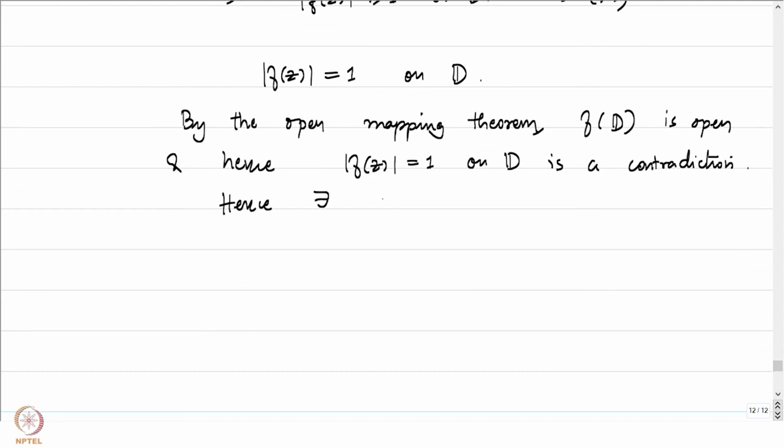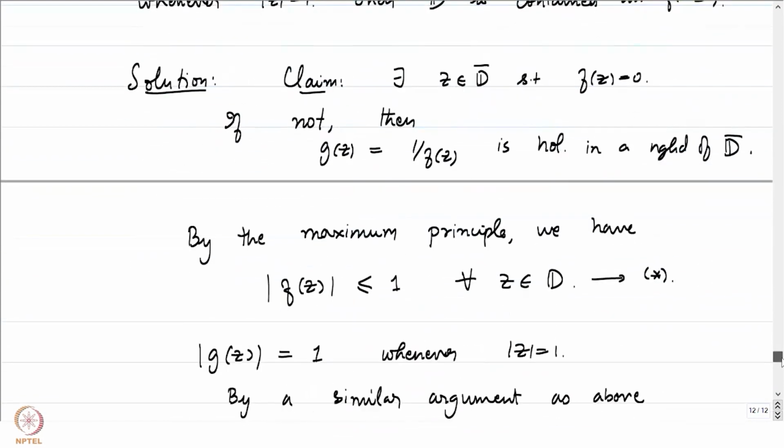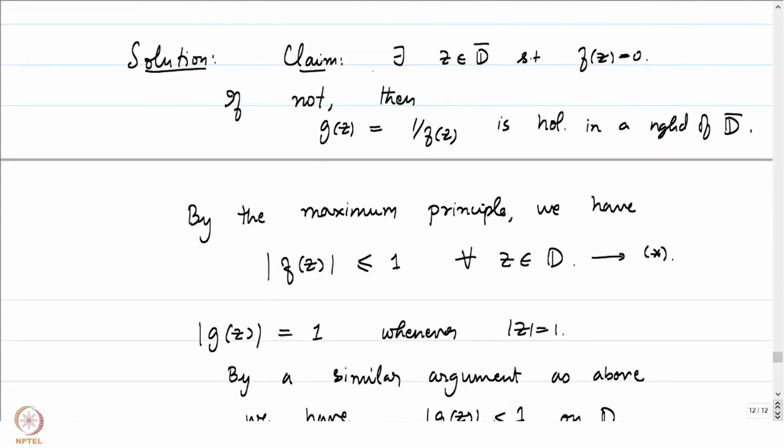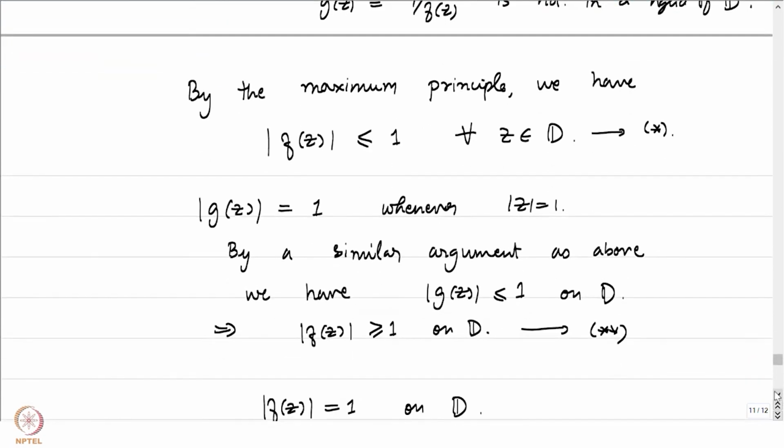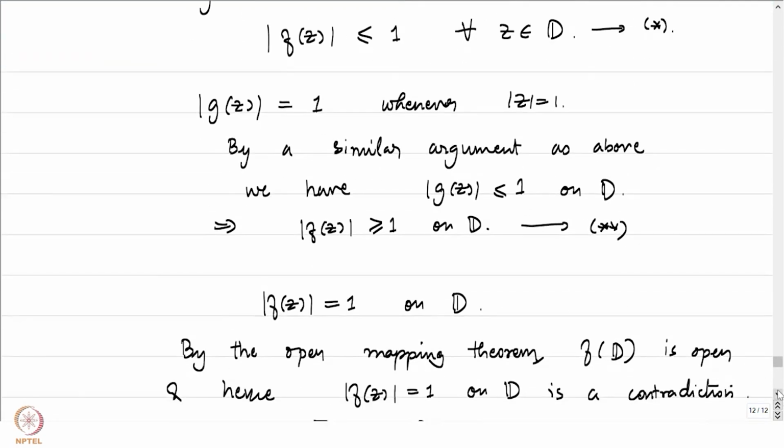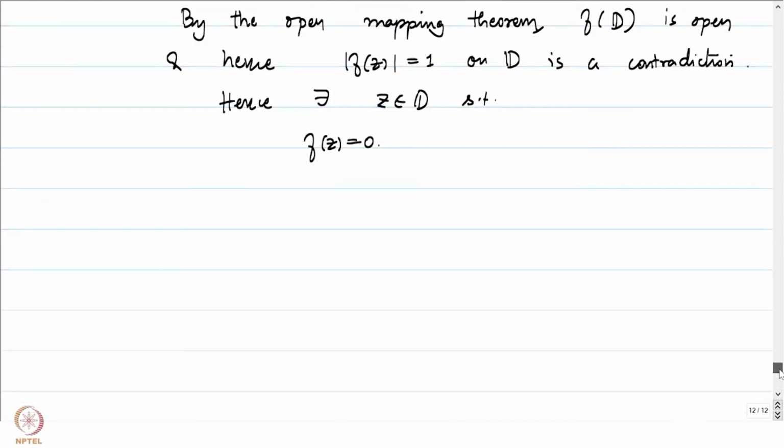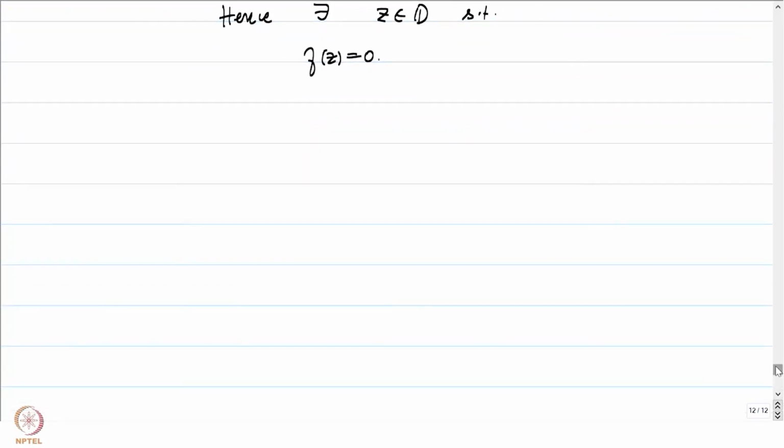There exists z in D such that f of z is equal to 0. So, what we have established is that there exists some z in D bar. In fact, z in D, we know that it is not going to be on the unit circle. So, there is a z in D such that f of z is equal to 0. So, we used the maximum principle and the open mapping theorem to conclude this. Of course, we still have not concluded that every w is going to be in the image. So, in particular, let us pick now some w in the unit disk.